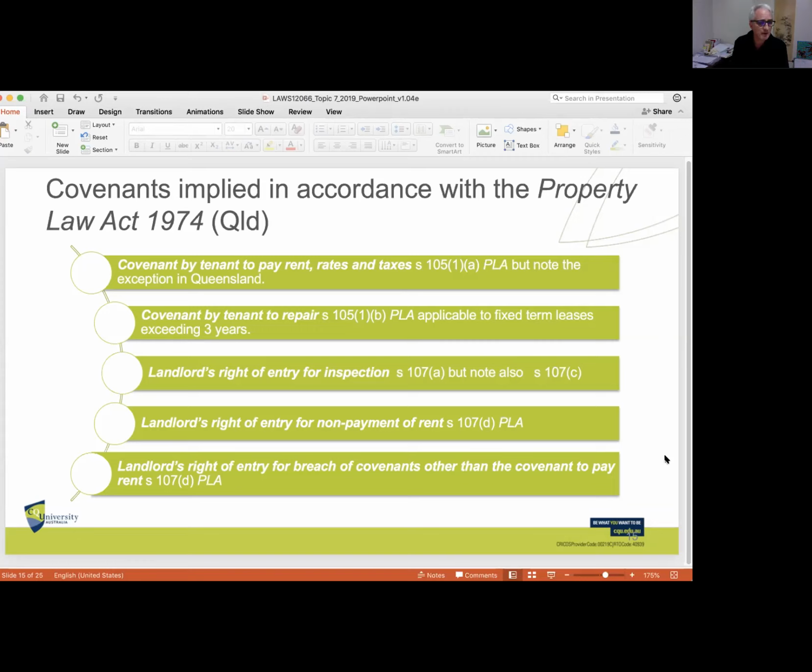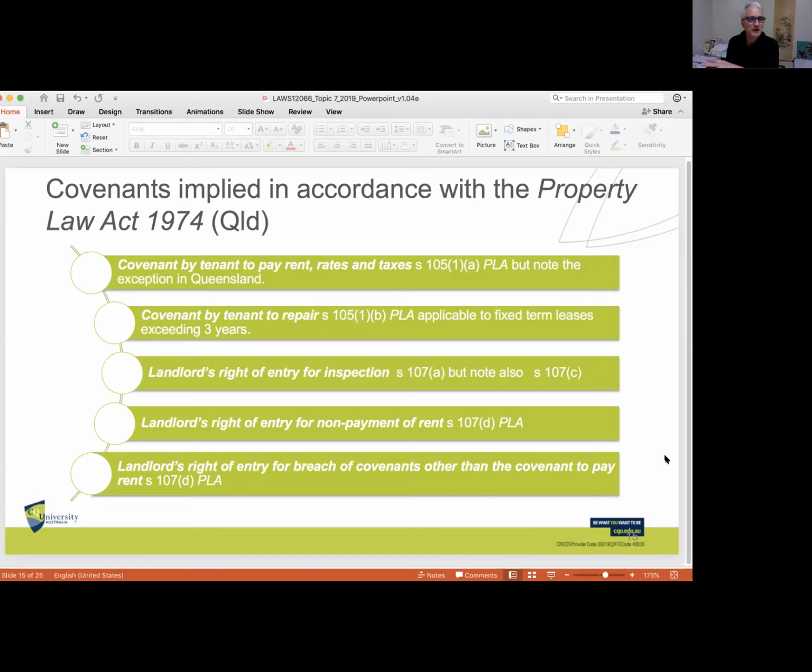The landlord has a right of re-entry for non-payment of rent under section 107. So there is specification with regard to the entitlement where there's arrears of rent, and the landlord's right of entry for breach of covenants other than the covenant to pay rent under section 107 paragraph D. So rent's identified specifically, and then breaches with regard to other breaches and what are the rights of the landlord in that situation. So just be mindful of that.